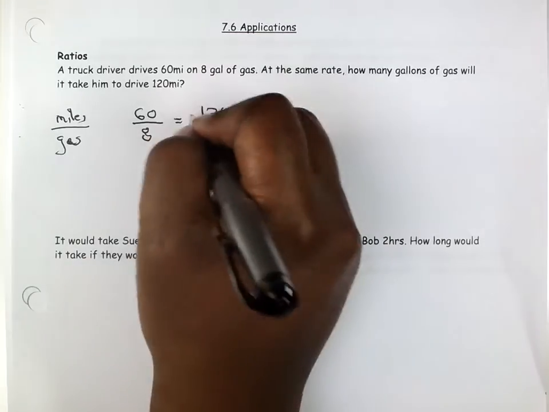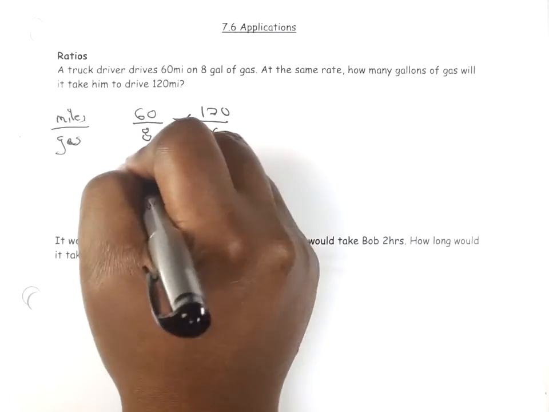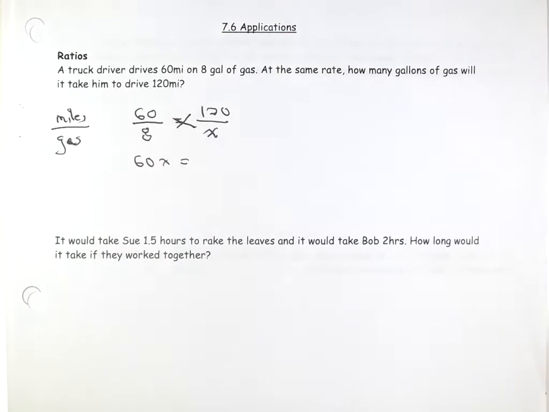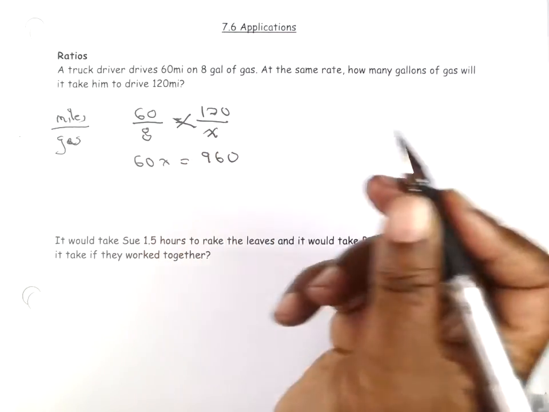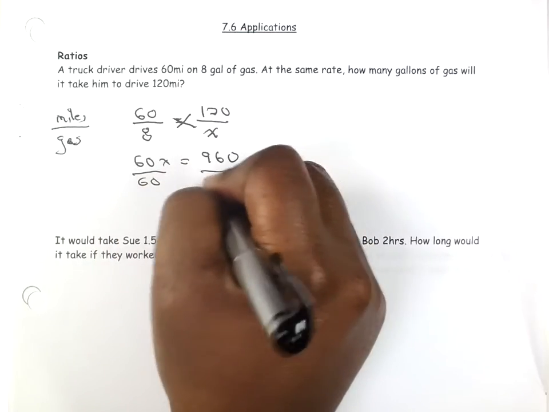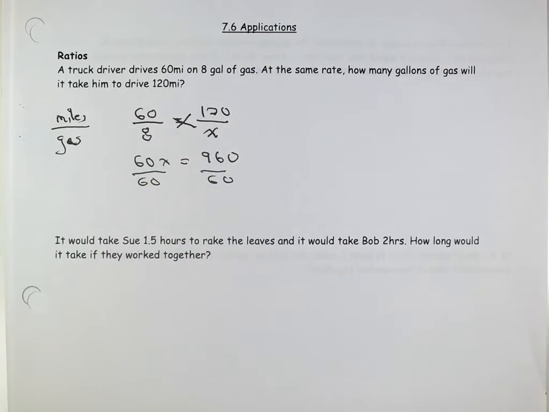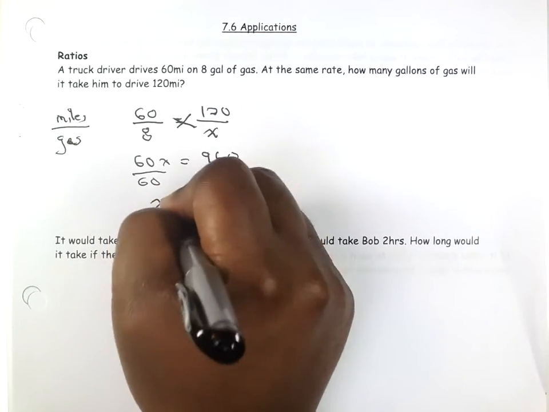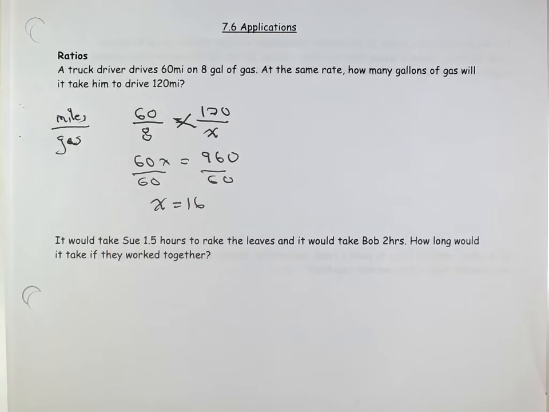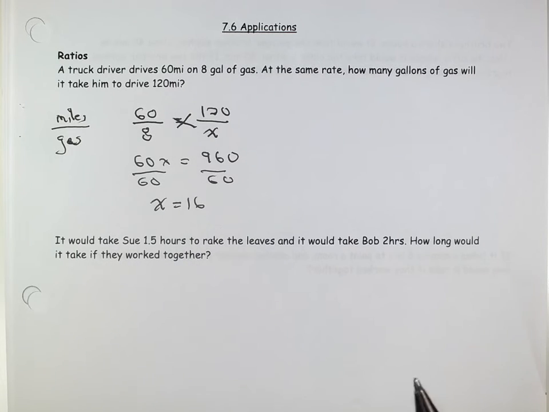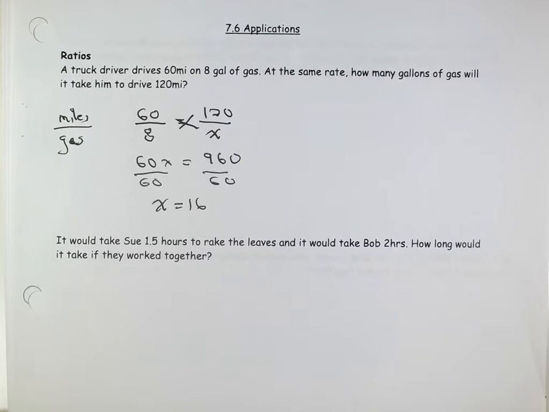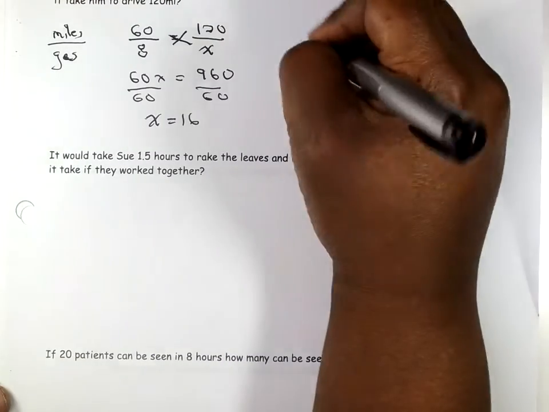I want to cross multiply. And I get 60x is equal to 8 times 120, which is 960. And then to solve, I'm just going to divide both sides by 60. And I get x is equal to 16. Now really I didn't need to do all that for this problem because we doubled the amount of miles, so you're going to have to double the amount of gas that you use. But they're not all going to be that straightforward, so that's why I wanted to make sure I wrote it out. So those are proportions.